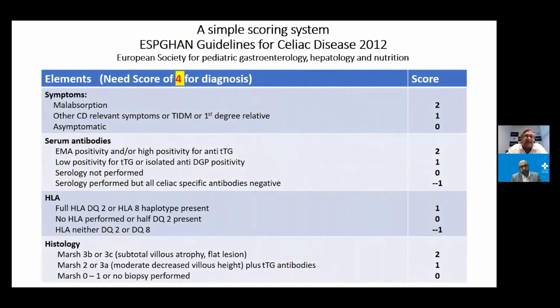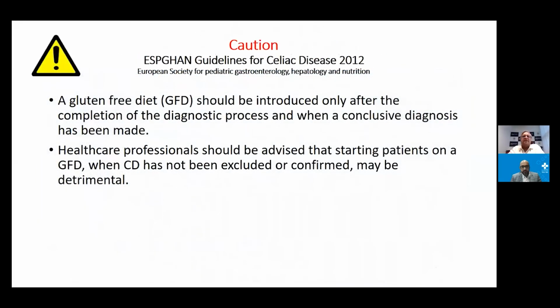They have also indicated that, looking at the totality, we could have a simple scoring system where symptoms, antibodies, HLA and histology are all given some points. If after investigation the total score is 4 or above, then it is celiac disease. If it is less than that, then it is not celiac disease. They caution that a gluten-free diet should be introduced only after the completion of the diagnostic process and when a conclusive diagnosis has been made. Healthcare professionals should be advised that starting patients on a gluten-free diet when celiac disease has not been excluded or confirmed may be detrimental to the patient's health.